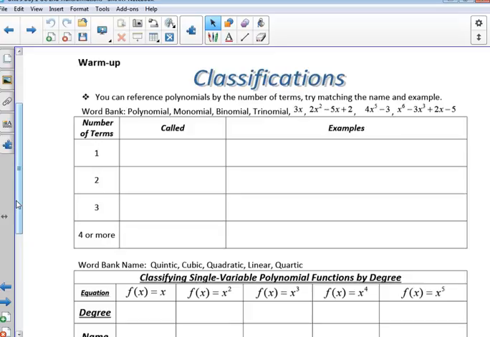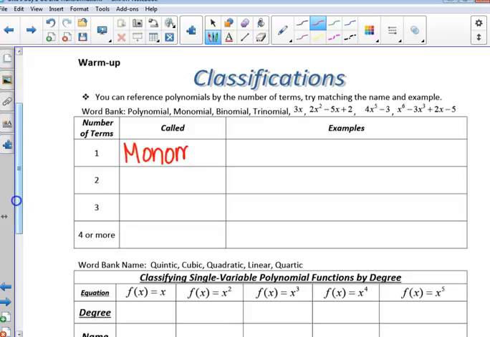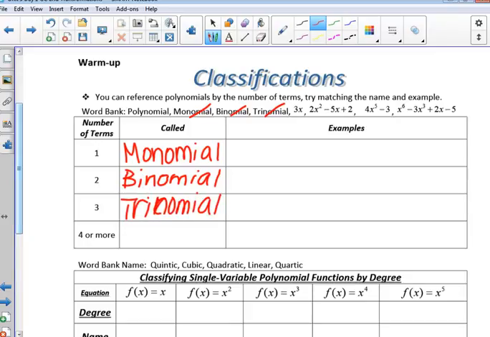So here are the 4 different types. Does anyone know which one term would be? Anyone take a guess? Polynomial, monomial. Monomial. Monomial is 1. What would be 2? Binomial. 3. Trinomial, like a tricycle. Trinomial. And 4 or more terms would be called a polynomial. Okay, and that's what this unit is.